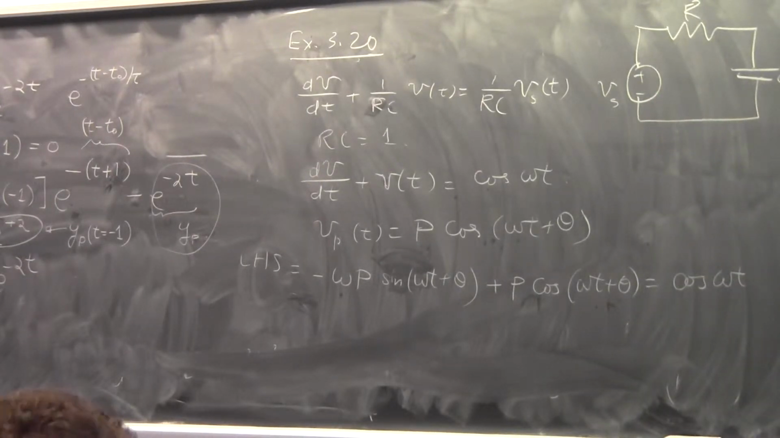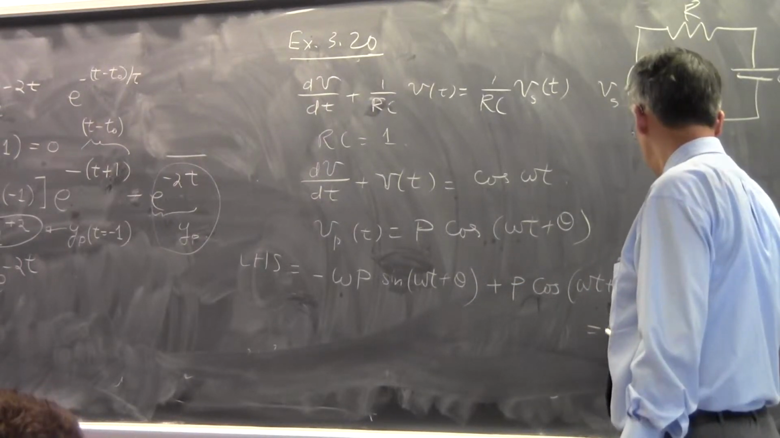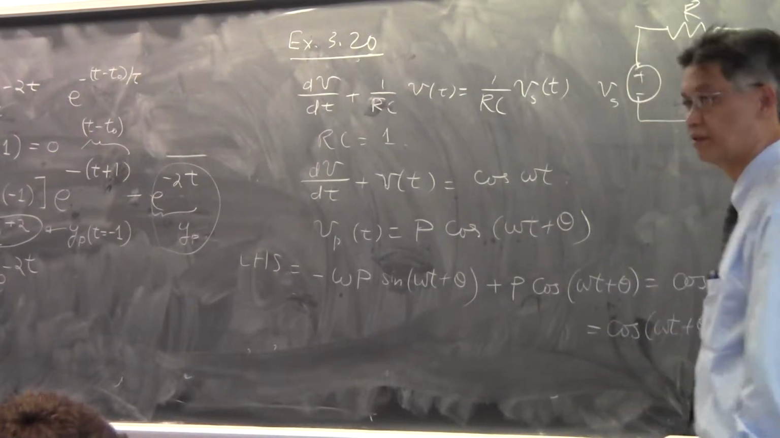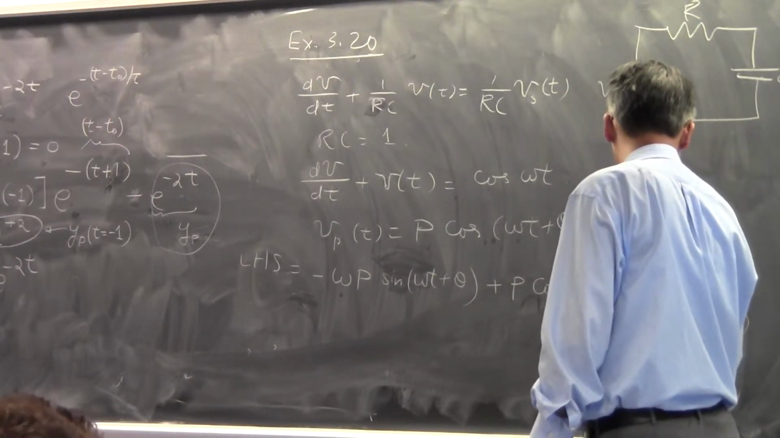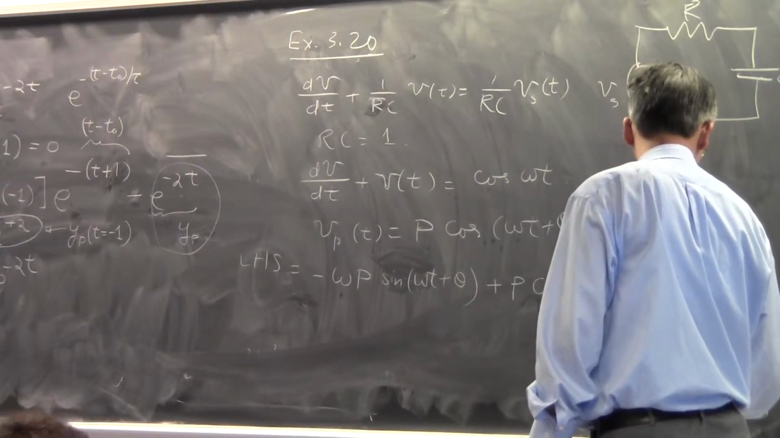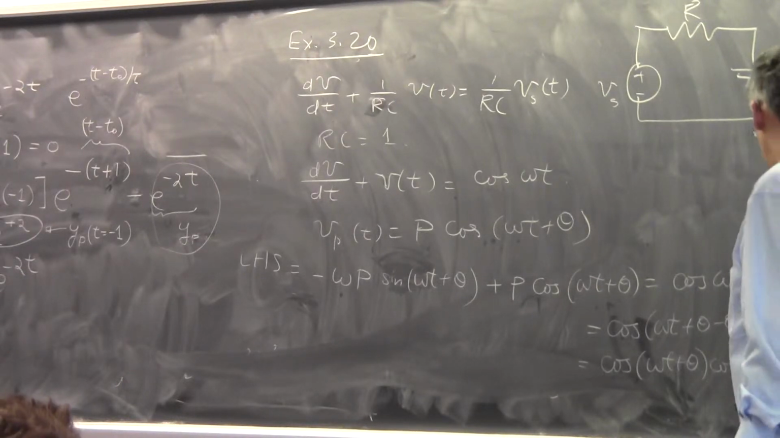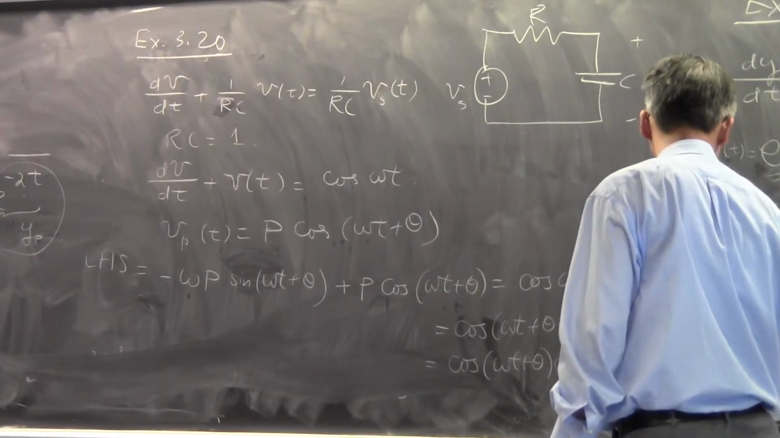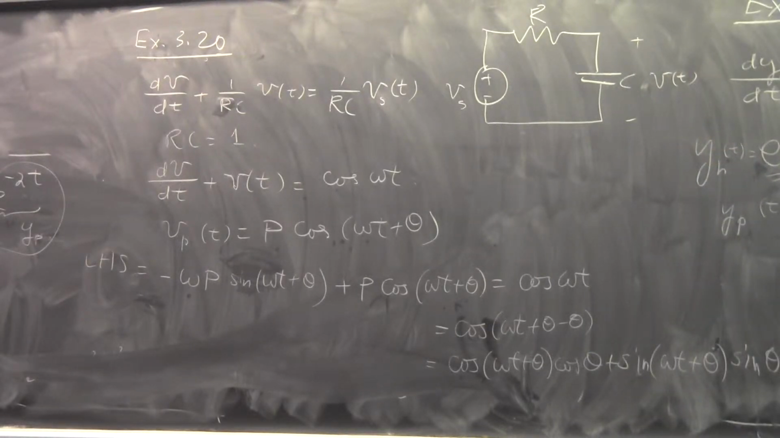And what trick do I do now? I convert the right hand side to make it look like the left hand side. So I say that this is omega t plus theta minus theta. Then this is equal to cosine of omega t plus theta, cosine of theta, plus sine of omega t plus theta, sine of theta. The right hand side becomes like that. Now I can balance the terms and compare the coefficients.